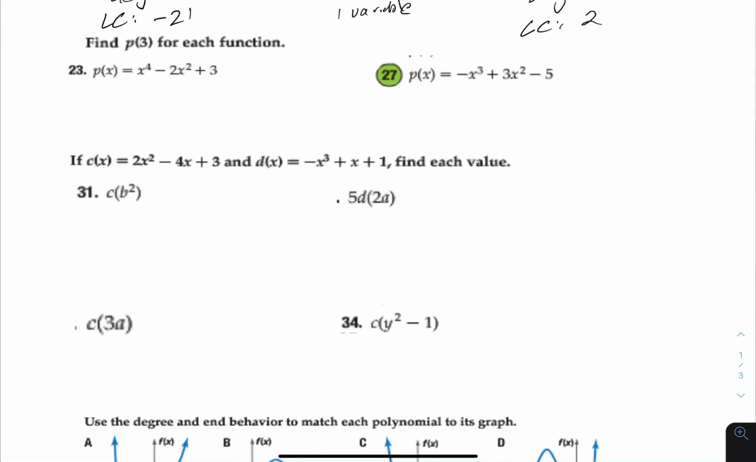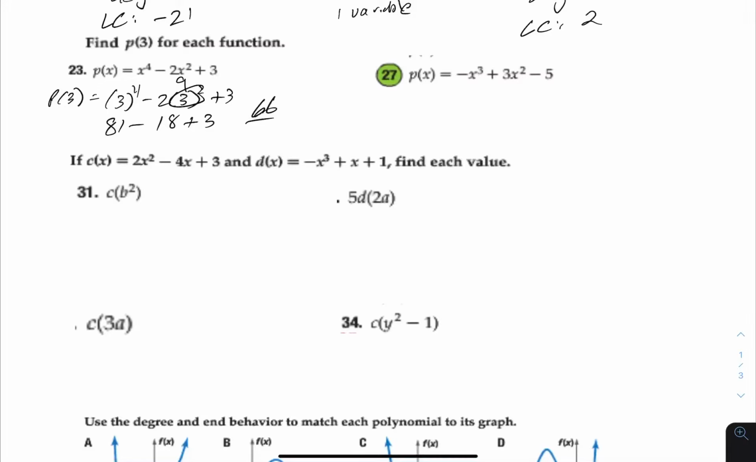Find P(3) for each function. So remember, there are two ways to find P(3). One, you can just plug in 3. This is 3 to the fourth, which is 81, minus 9 times 2, which is 18, plus 3. So I get negative 15, 81, minus 20 is 61, 61 plus 2, 63, 63 plus 3, 66.